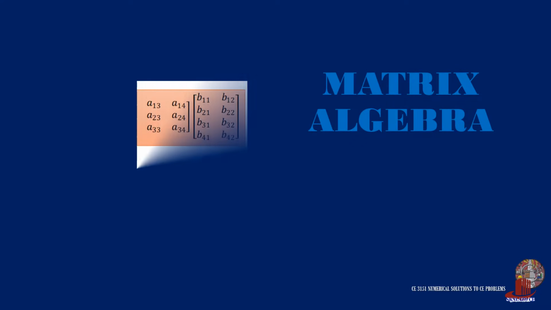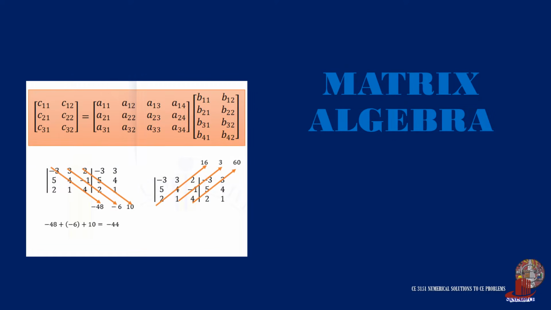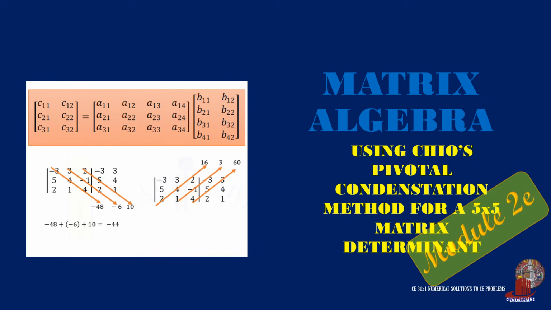Another method of finding the determinant of bigger matrices is through Chio's condensation. This video will showcase how Chio's pivotal condensation is used. Welcome to Numerical Solutions to CE Problems.